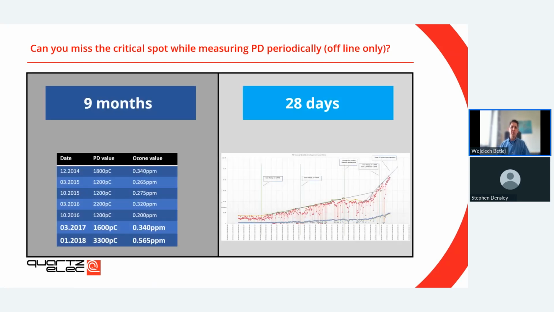Question number 2 is rather simple. Can you miss the critical spot while measuring PD periodically? Basically, if you do it offline only. So you have been given 2 examples. The first example showed the power station where PD was monitored periodically. And when I say monitored, I mean measured offline periodically every 9 up to 12 months.